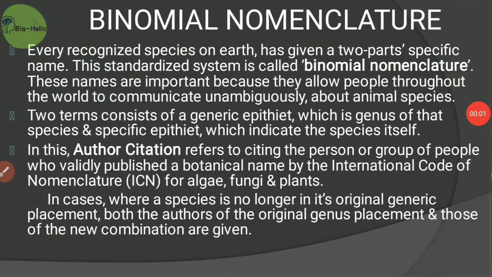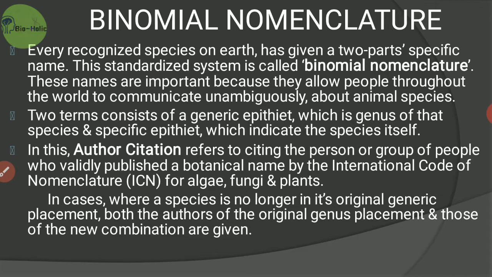Okay? Now, the binomial nomenclature. Every recognized species on Earth, at least in theory, has been given a two-part scientific name. This standardized system is called binomial nomenclature. These names are important because they allow people throughout the world to communicate unambiguously about animal species. The two terms consist of a generic epithet, which is the genus or category of that species, and a specific epithet, which indicates the species itself.